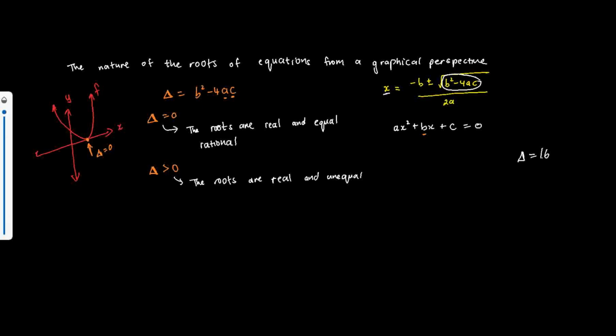4 times 4 is 16. Or if the discriminant is 25, then of course 5 times 5 is 25. So yes, it will be rational. But for example, if I say the discriminant is equal to 2, the square root of 2 is of course a non-perfect square, so then it will be an irrational root. So how will you interpret such a graph as this?